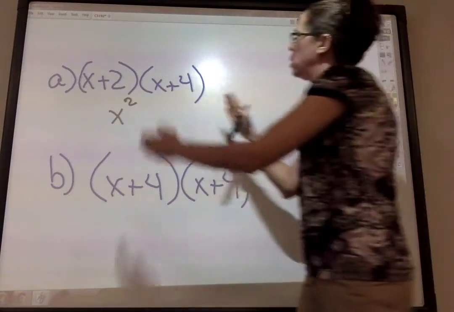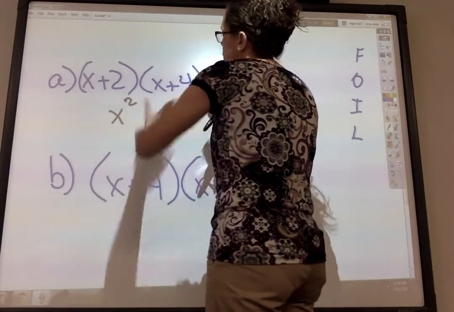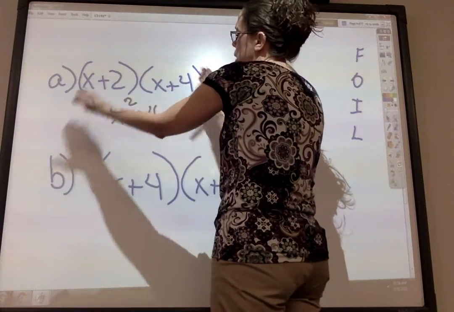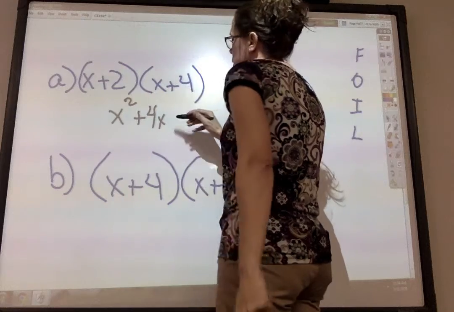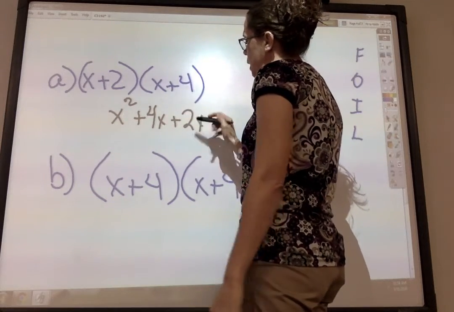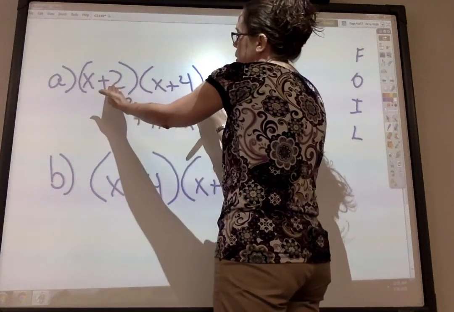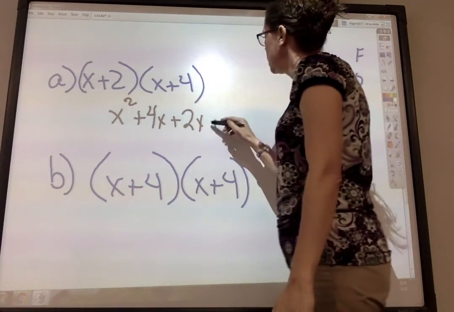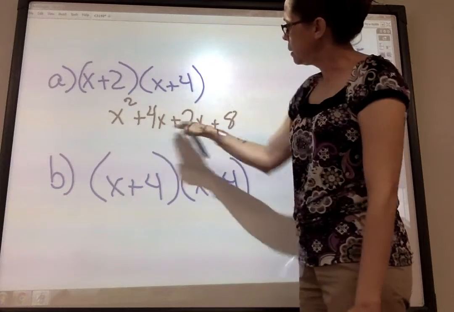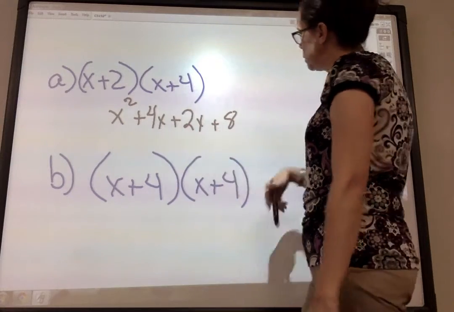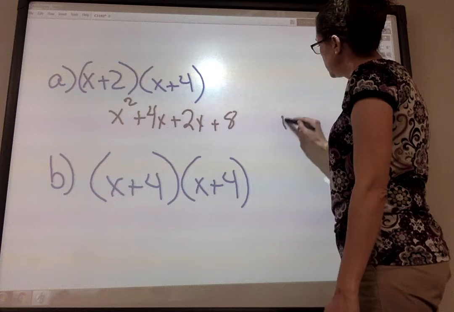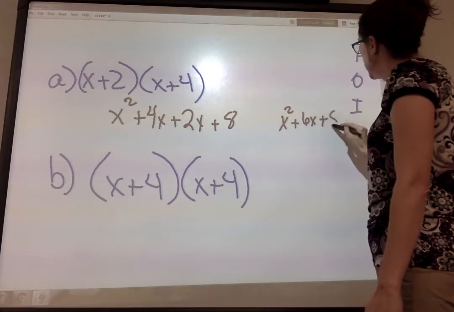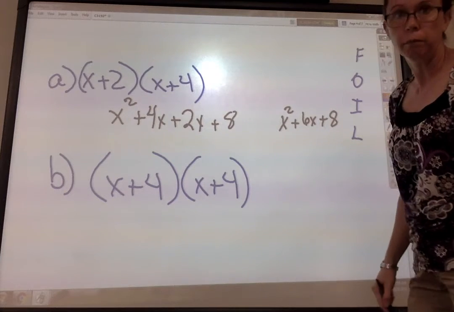Okay? O, outside. X times positive 4 gives me positive 4x. Inside, positive 2 times x gives me positive 2x. And then the last terms of each binomial. Positive 2 times positive 4 gives me positive 8. I'm going to combine my positive 4x and positive 2x. And my final result is x squared plus 6x plus 8 for A.